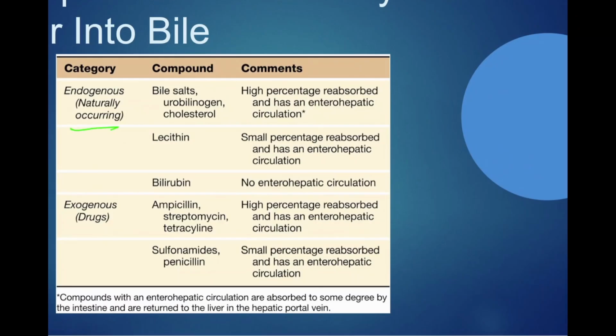Endogenous or naturally occurring things, your bile salts. So urobilinogen, we'll talk about the bilirubin in a little bit. Lecithin. This is very big with gallstones, the lecithin. And bilirubin. No enterohepatic circulation. You'll see what happens with bilirubin in a little bit. Exogenous, drugs that are secreted in the bile. Your ampicillins, sulfonamides, penicillins, those are dumped into the bile, and it's how we get rid of these drugs. We excrete it later.